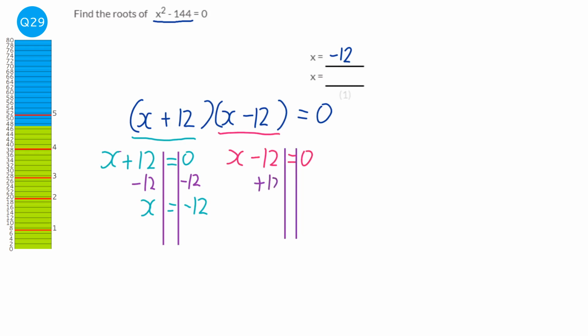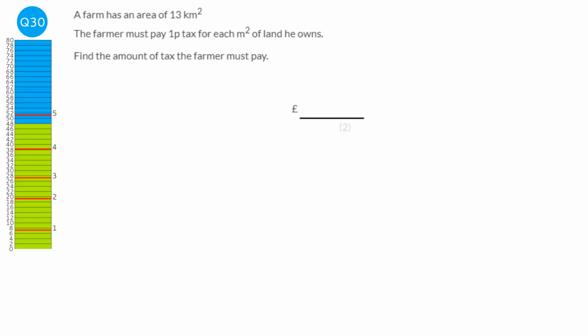So add 12 both sides. You'll notice something about the numbers here, that they are just exactly the same, and that's because when you find a solution, you get the number here and you just change the sign, so that becomes minus 12 and that becomes plus 12.